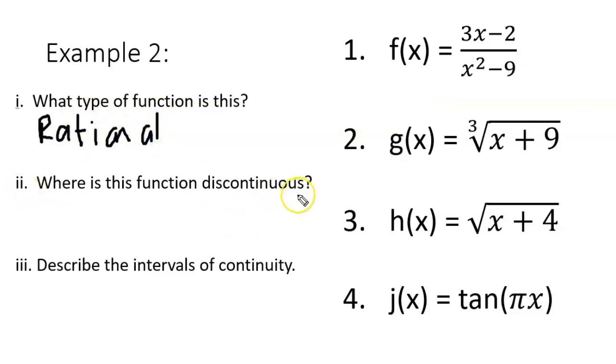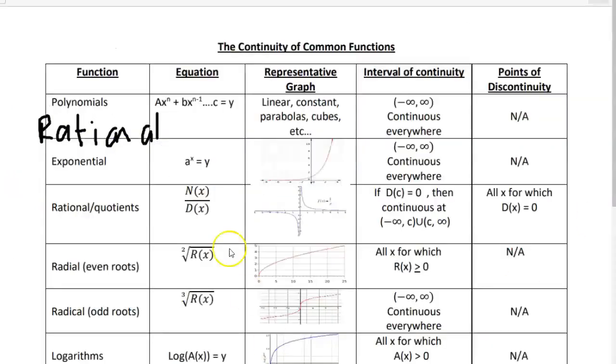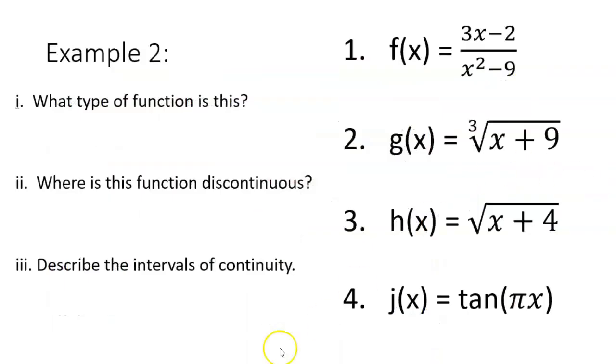Okay. Next, we want to find out where is it discontinuous. Well, back to the sheet we go. Rational functions are discontinuous when the denominator equals 0. So what I'm going to do then is I'm going to take my denominator, which is x squared minus 9, and I'm going to make it equal 0, and then I'm going to solve for x, and that will tell me where this function is discontinuous at.